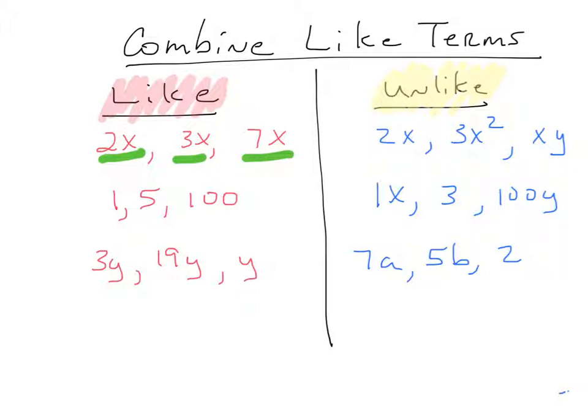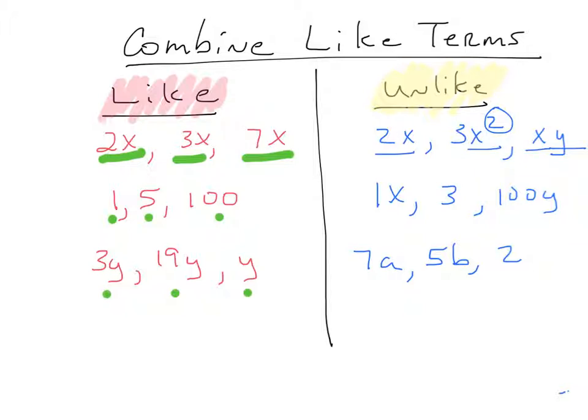The next category, these all right here are numbers. They're constants, so they are all like terms. And then the final row, 3y, 19y, and y all have y's in common. Now, the next thing we're going to look at is the unlike terms and what makes things unlike. Well, in this case, notice that this has a 2x, whereas this has an x squared. Not the same. And this has an x times y, which is not the same as x squared, nor is it the same as 2x.